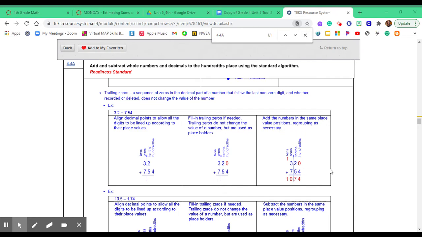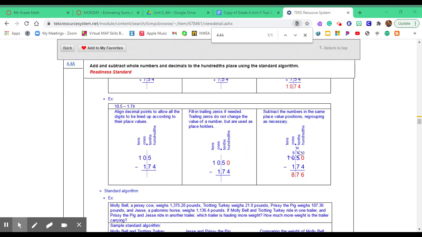In this final example, they have put the trailing 0 and they have added straight down. 0 plus 4 is 4. 2 plus 5 is 7. 3 plus 7 is 10, so that 1 gets carried, but then we bring it down because there's nothing to add it to. So the answer to 3.2 plus 7.54 is 10.74, or 10 and 74 hundredths.